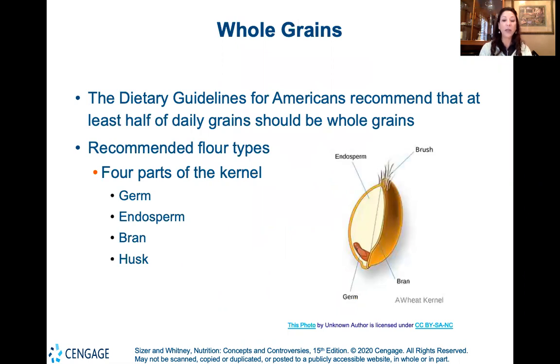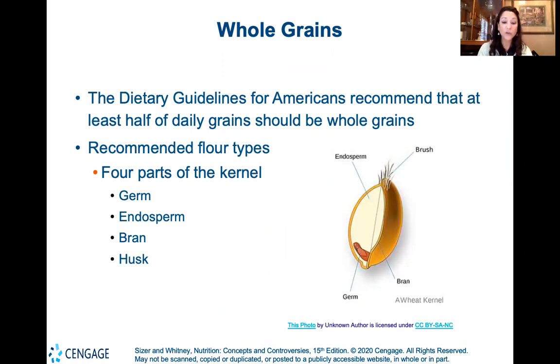First, let's take a look at a generic wheat kernel. It is made up of 4 parts, 3 of which are edible. The outer layer, called the husk, is inedible and is removed and used as feed for animals. The next layer is the bran. This is where all the fiber is located.